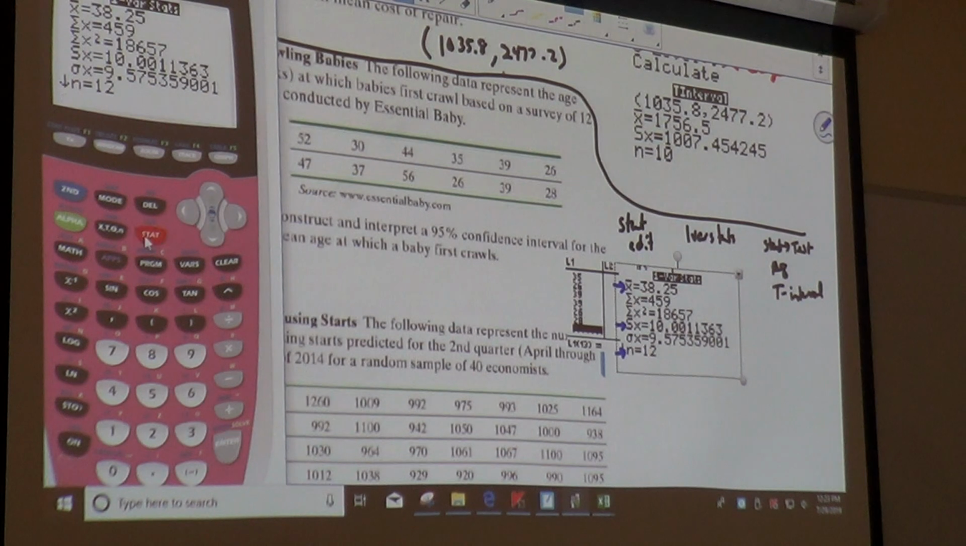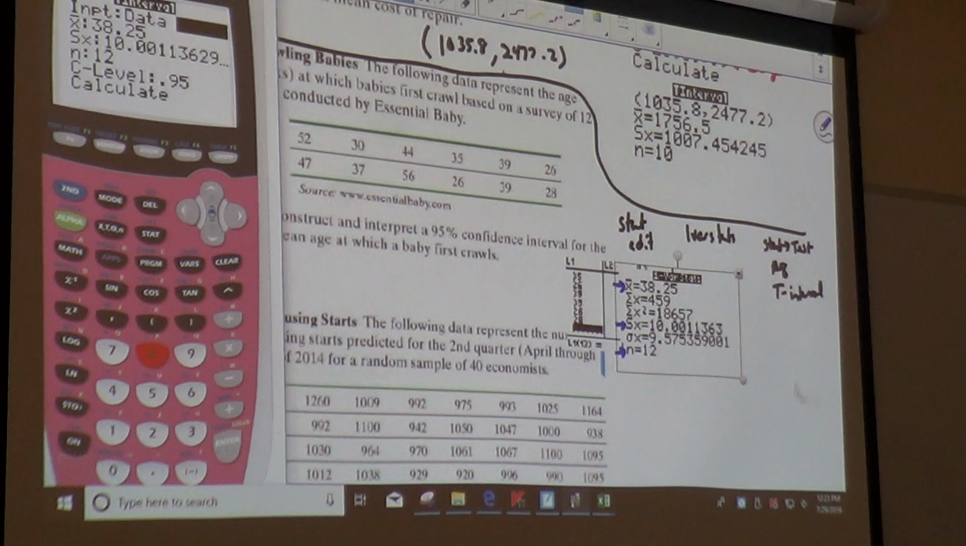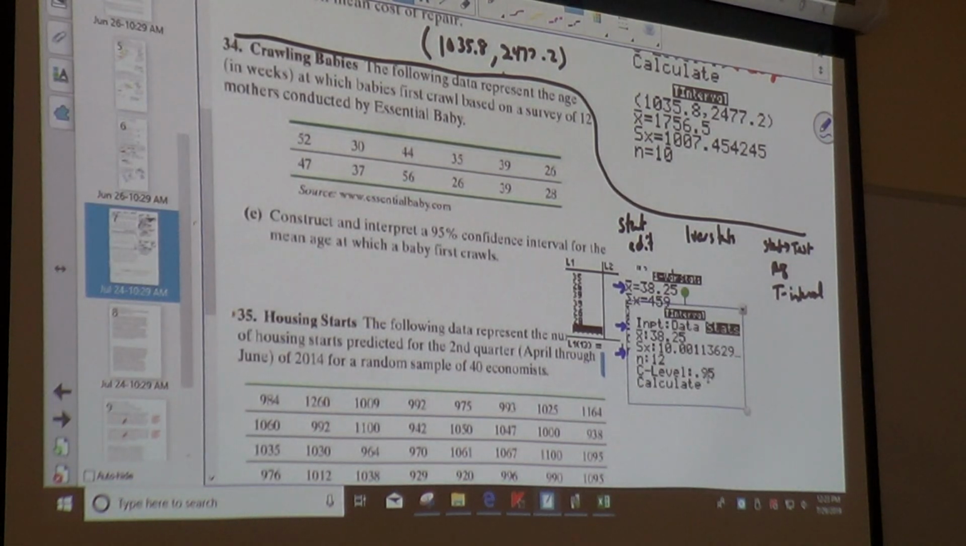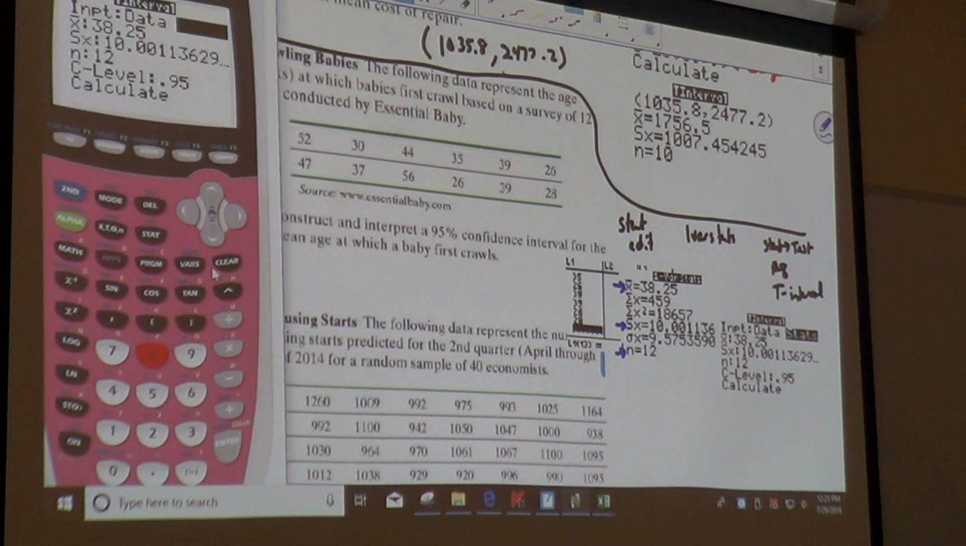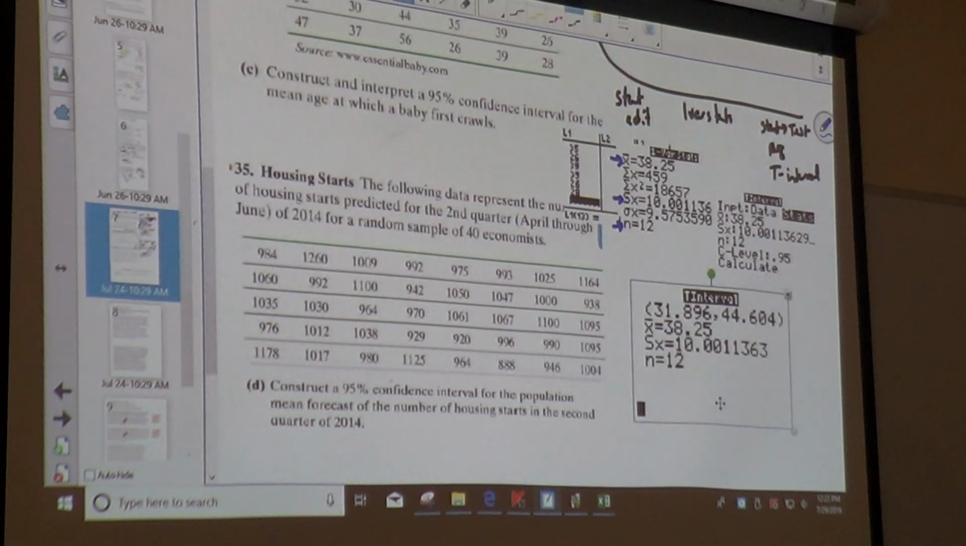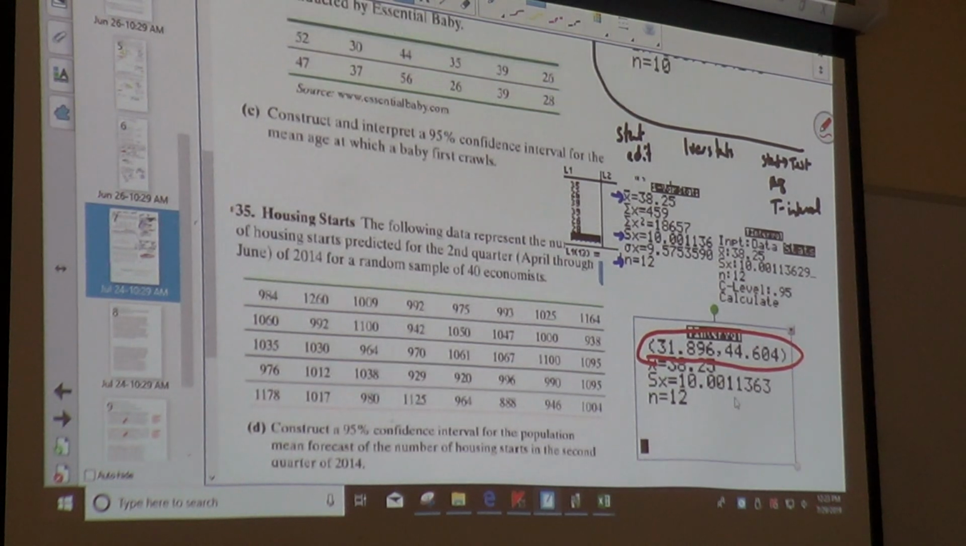And then I'm going to go stat test, and I'm going to go down to number 8. And I still have the 95% confidence interval because it was in the last problem. And then I go down to calculate. So my answer is going to be, that is my confidence interval, 31.896 to 44.604. Stat test number 8, the T interval.